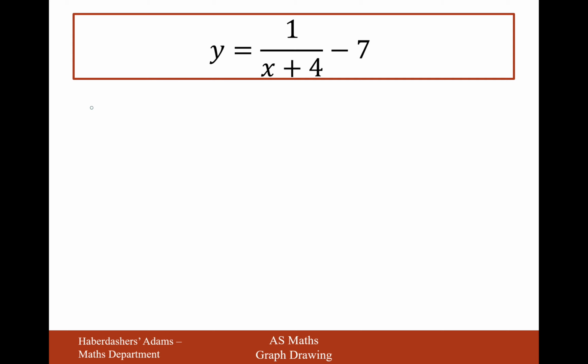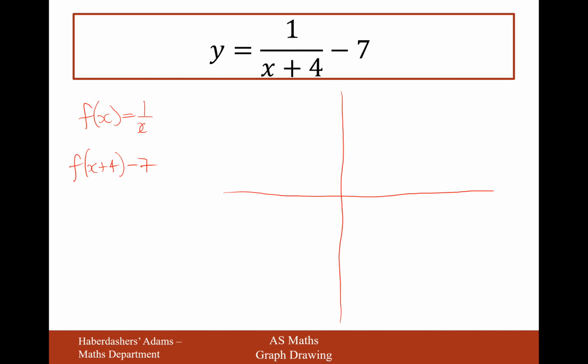Moving on to the next one, once again the parent function here is 1 over x. And the transformations here are going to be +4 inside the brackets and -7 outside the brackets. So let's draw our axes and move the asymptotes first. So we're going to have a left by 4 on one of the axes, and then a down by 7 on the other asymptote. So the first part of the graph is going to appear here, the second part of the graph will appear down here. So there we are, that's the answer to this question.